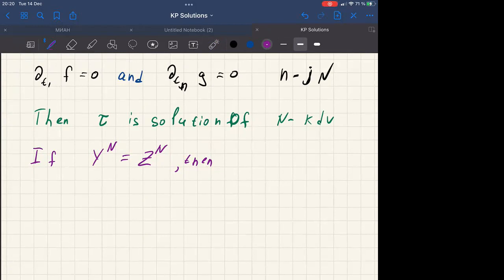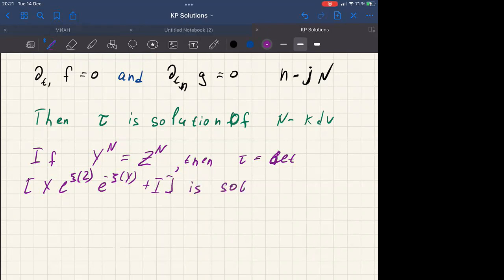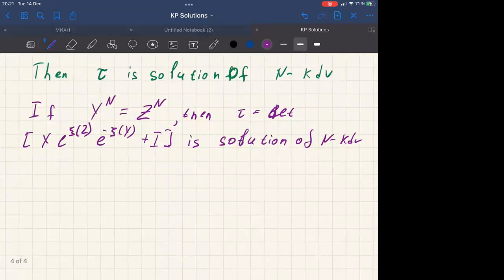Okay. So then tau equals the determinant of x, y, psi, z, y minus psi, y plus e is a solution of MPU. Well, it is just a simple calculation.